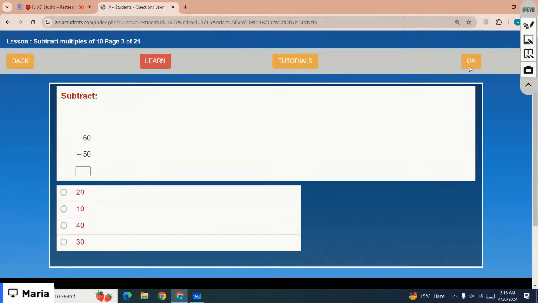The correct option is 0 minus 0 is 0 and 6 minus 5 is, yes, that is 10. 60 minus 50 equals 10. Option number 2 is the correct option. Very good.